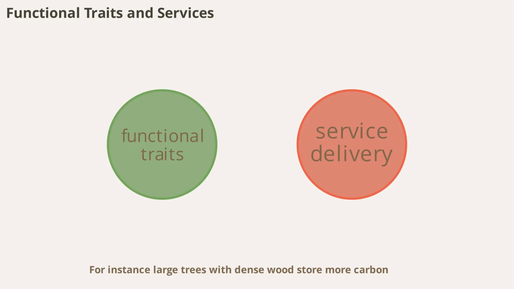Functional traits such as body size, leaf area, or root depth determine how species contribute to ecosystem services. For instance, large trees with dense wood store more carbon while plants with deep roots stabilize soil. Understanding these traits helps predict how changes in biodiversity will affect service delivery.